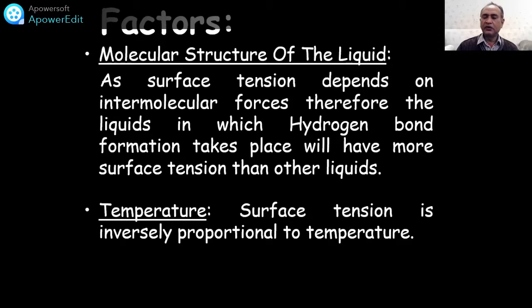Secondly, it depends on the molecular structure of the liquid. As surface tension depends on intermolecular forces, a liquid in which hydrogen bond formation takes place will have more surface tension. Hydrogen bond means an extra bond, an extra attraction. When the structure has some hydrogen bond, then it has more surface tension. So water has more surface tension because its hydrogen bond, the extra bond, has more value than in other liquids like petrol, etc.